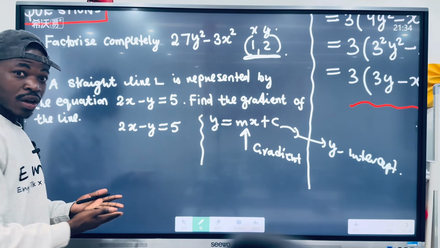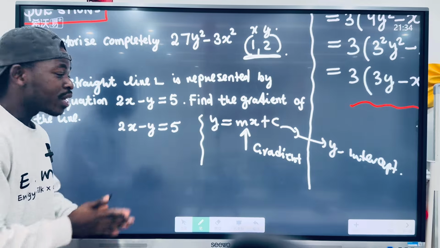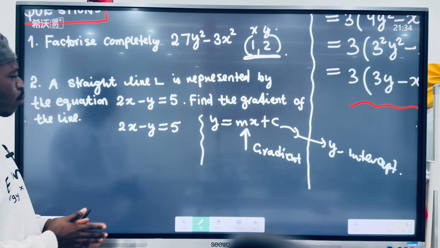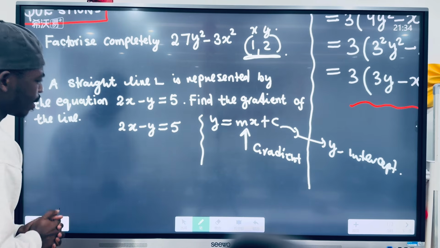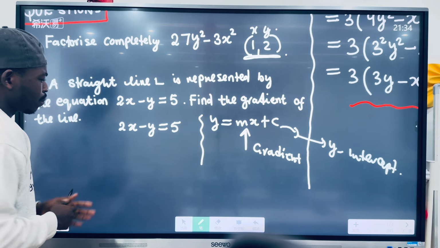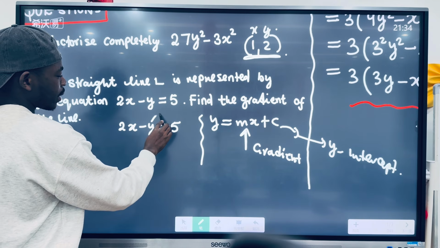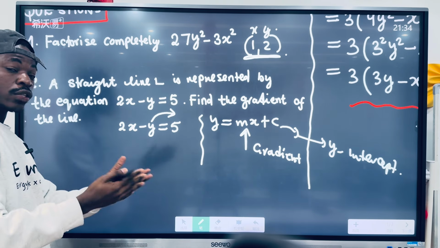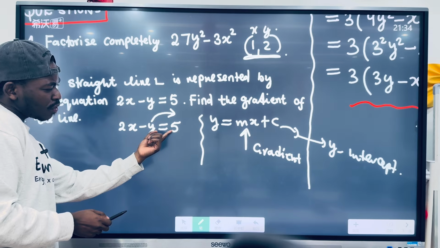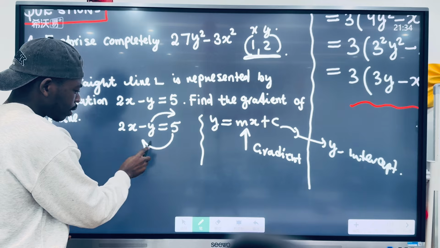So this question now looks easy because we just have to make y the subject of the formula. How do we make y the subject of the formula here? Two ways. If you want, you can start with 2x and take it there, but that would be too much work. So this is what I can do. I'll just take the negative y, take it that side. I want y to be alone. So because there's 5 there, I should also take 5 and bring it this side.